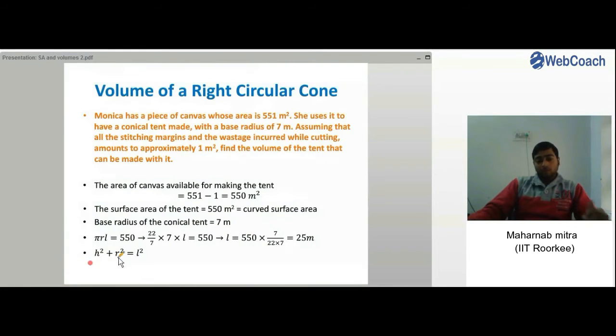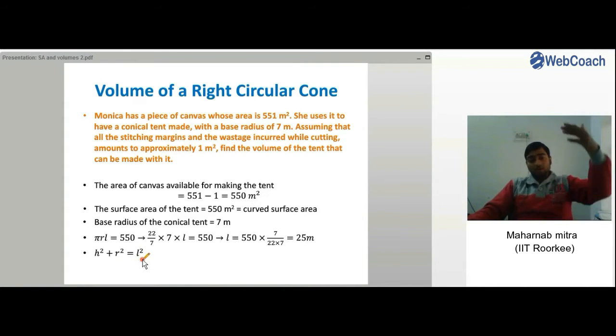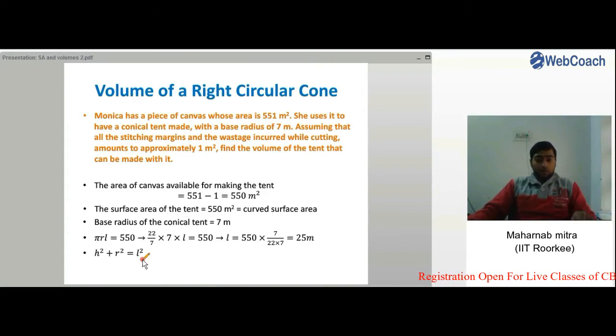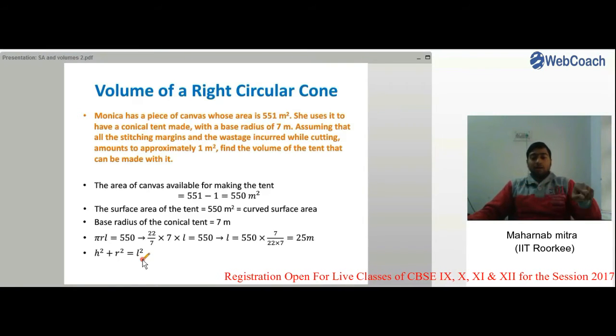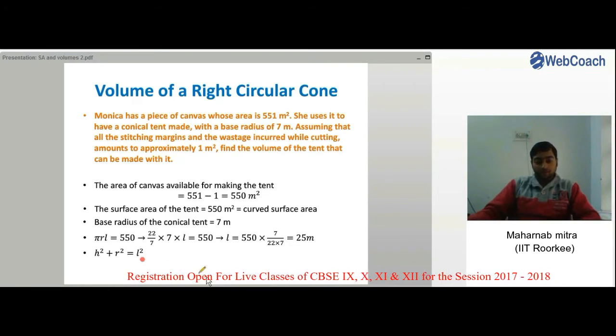To find that, we use the Pythagoras theorem as we had used in the last class. We know height square plus radius square gives us the slant height squared, right? Because if we are looking at the cross section of a right circular cone, we are actually seeing a right triangle with the hypotenuse as the slant height, the perpendicular or the vertical side as the height, and the horizontal side as the radius.